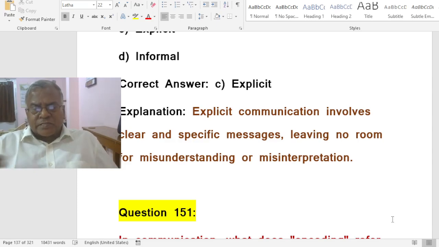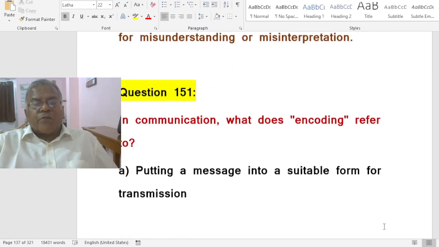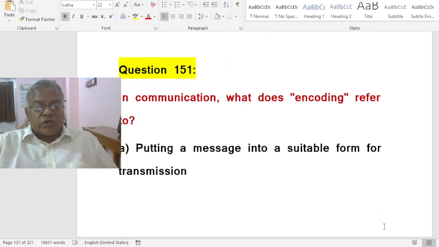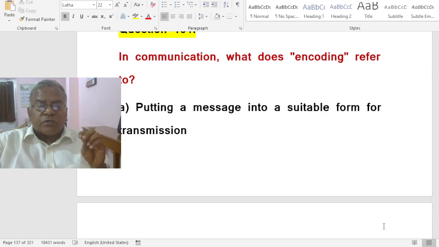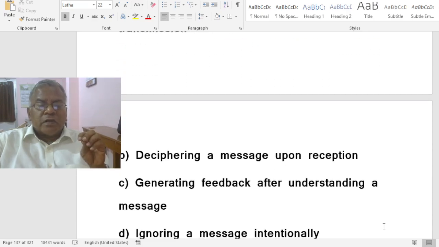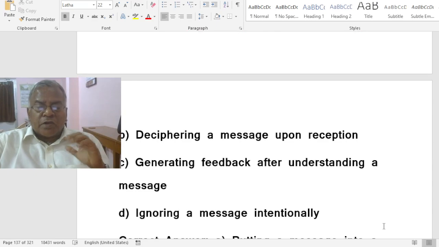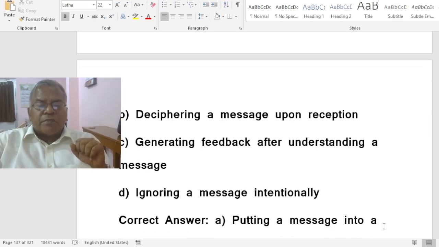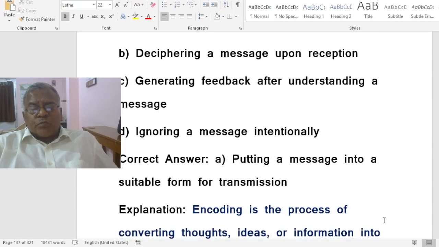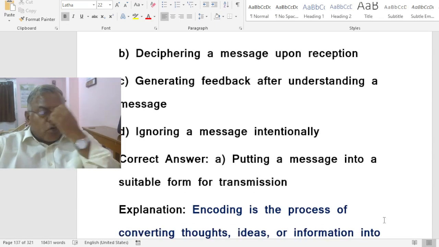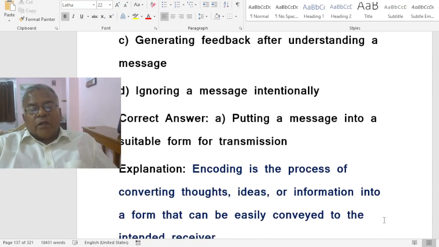In communication, what does encoding refer to? A. Putting a message into a suitable form for transmission. B. Deciphering a message upon reception. C. Generating feedback after understanding a message. D. Ignoring a message intentionally. So the correct answer will be putting a message into a suitable form for transmission.